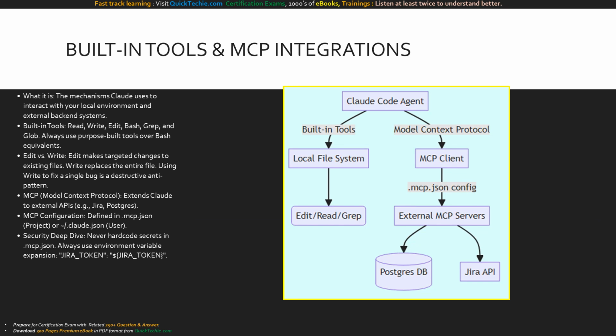Claude Code isn't blind. It interacts with your environment using precise built-in tools and the Model Context Protocol, or MCP. The built-in tools include read, write, edit, grep, glob, and bash. A highly tested concept is knowing the difference between write and edit. Edit alters specific lines in an existing file, while write completely overwrites the file. Using write for a small bug fix is a destructive anti-pattern.